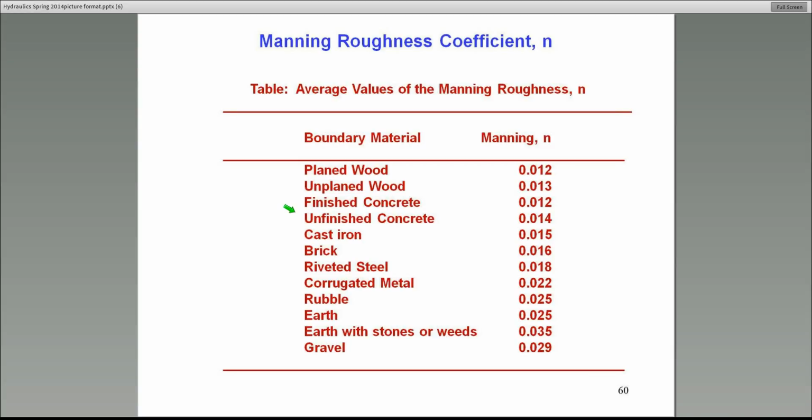For example, for finished or unfinished concrete, Manning's n is 0.012 or 0.014. If they don't give it to you, for concrete I typically use about 0.015. Here's one for cast iron, riveted steel. You can see it's a little rougher. The higher the Manning's n, the rougher it is. For a gravel-type channel, it's 0.029. So these are very approximate tables. There are better tables in my references that you can use to get a better handle on Manning's n.